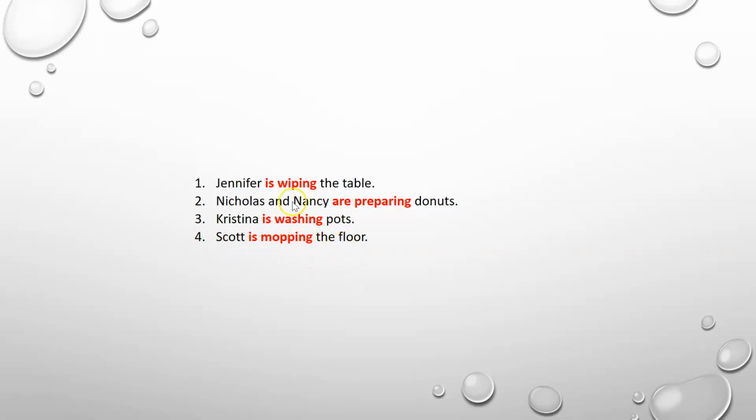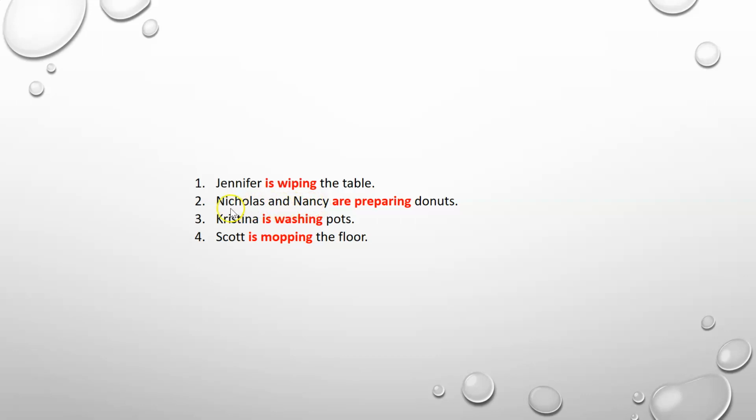So once again, I want you to look at the verb forms here. So Jennifer is one person, it's a singular subject. We use the verb to be in the form is, right? And then wiping is in an ing form. So Jennifer is wiping the table.